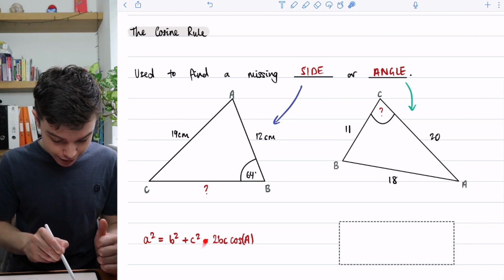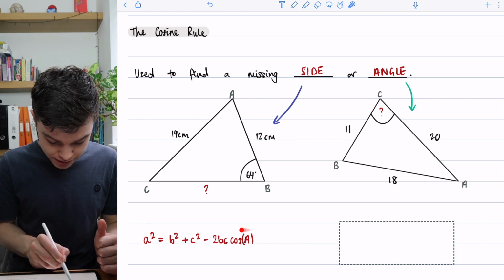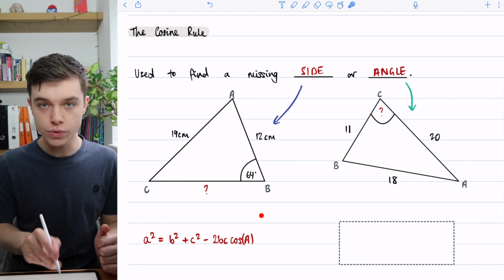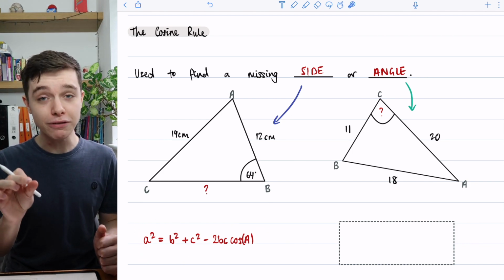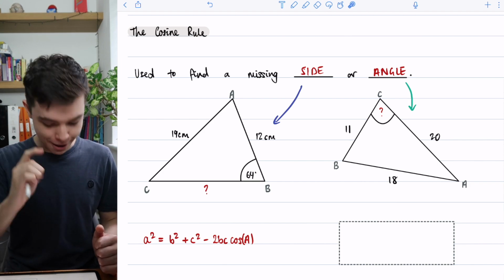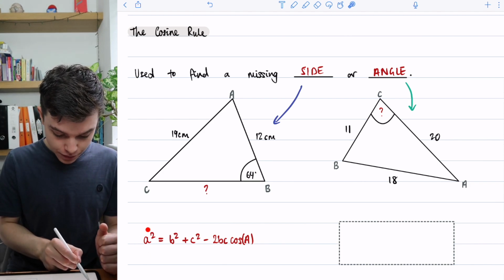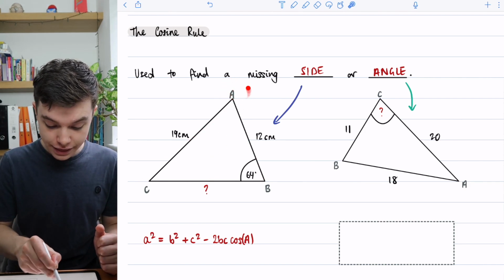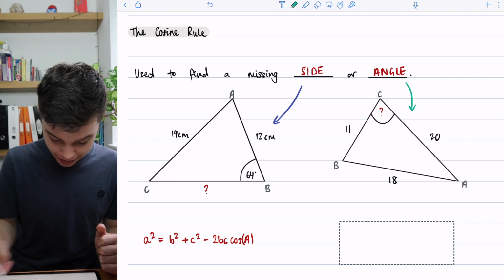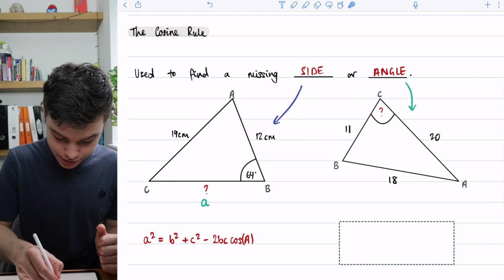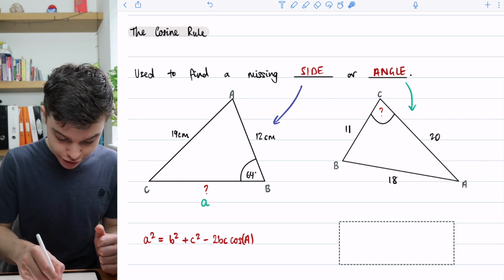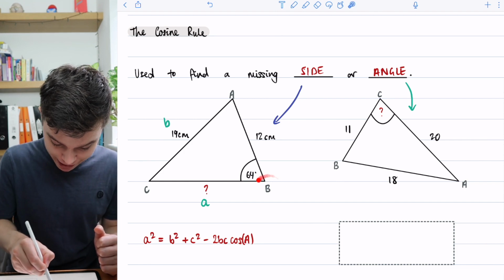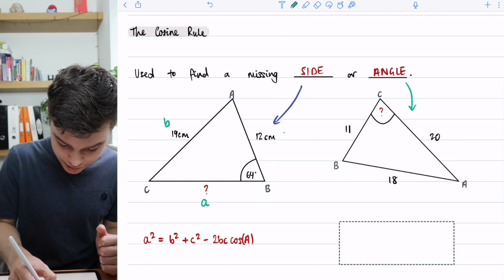It's a little bit like Pythagoras at the front here, but then we've got this minus 2bc cos A on the end. This is what you want to use to find the length of a missing side. We take a squared, which is one of the sides, and it's usually the side that is opposite the angle A. So if we were doing some labelling, this would be side A because it's opposite angle A. This here would be side B because it's opposite angle B. And then of course this side is C.